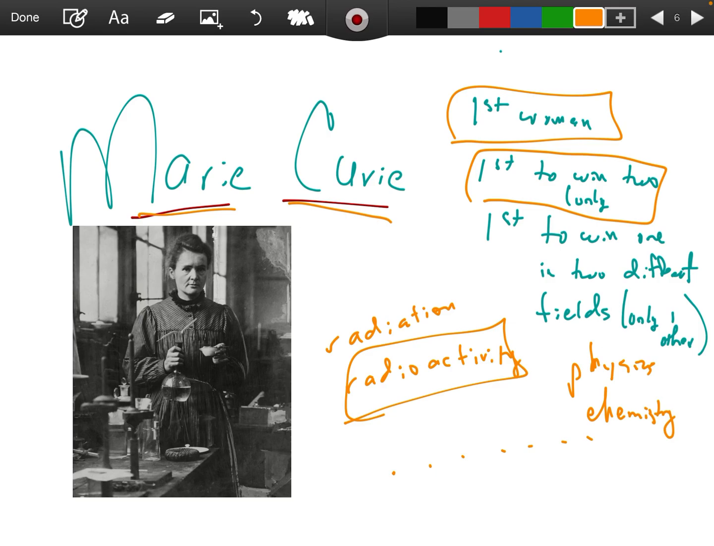So Marie Curie has an element named after her, and the curie is also a unit of radioactivity that's been created in her honor. So that is radiation.